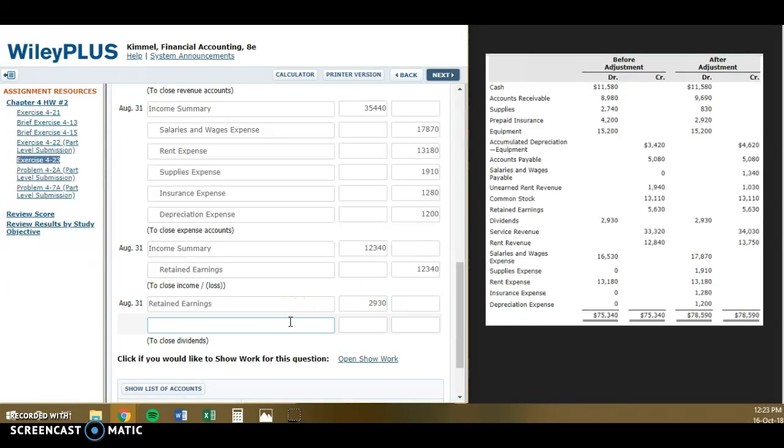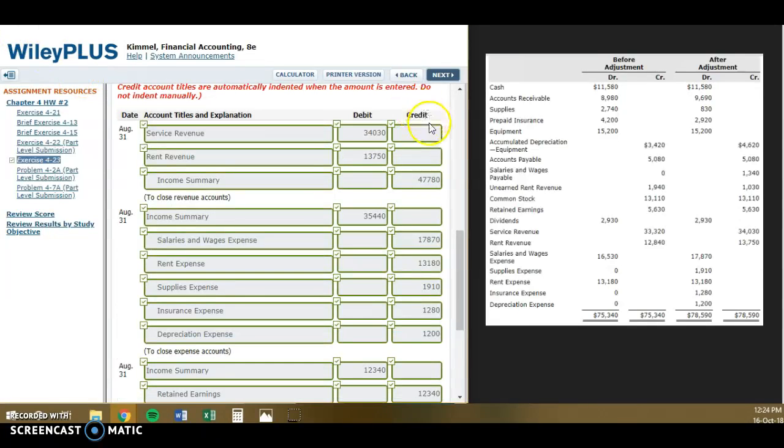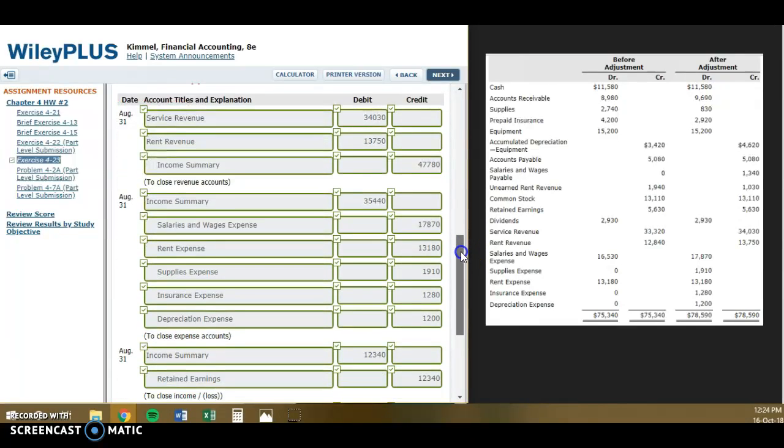And then we have our dividends, which are going to be credited for the same amount. And I just submitted that, and it all checks out here.